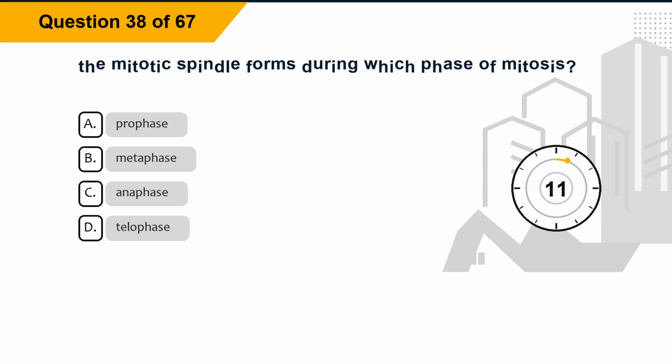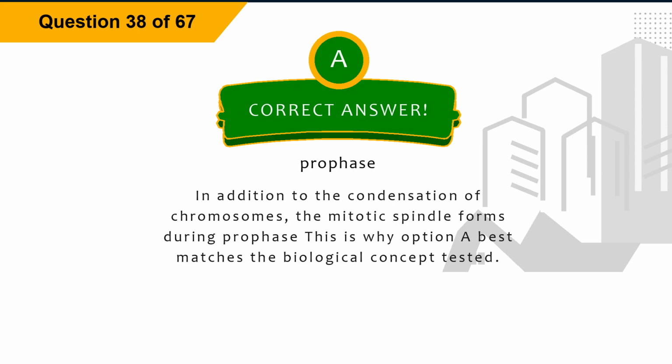Question 38. The mitotic spindle forms during which phase of mitosis? Option A, prophase. Option B, metaphase. Option C, anaphase. Option D, telophase. The correct answer is option A, prophase. Explanation. In addition to the condensation of chromosomes, the mitotic spindle forms during prophase. This is why option A best matches the biological concept tested.